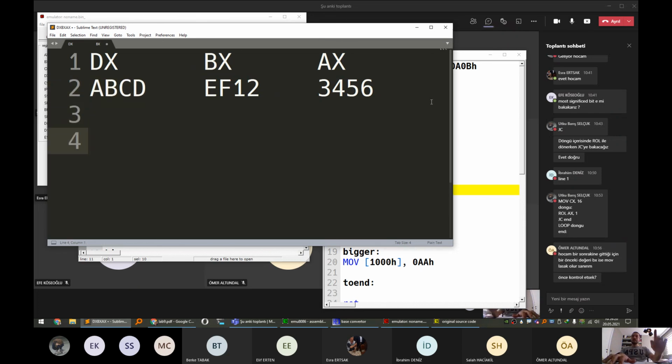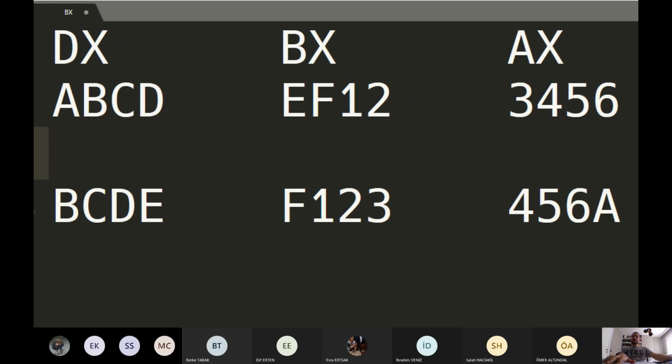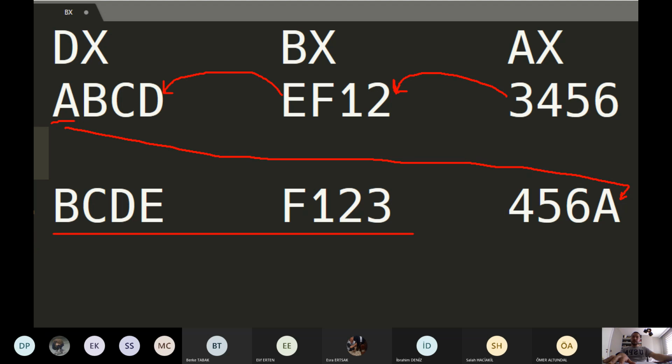After rotation, the result should be B, C, D, E, F, 1, 2, 3, 4, 5, 6, A. Let me show you like this. This A should rotate into here. This 3 should be into BX. This E should be into DX. The final version is here. The starting is here.